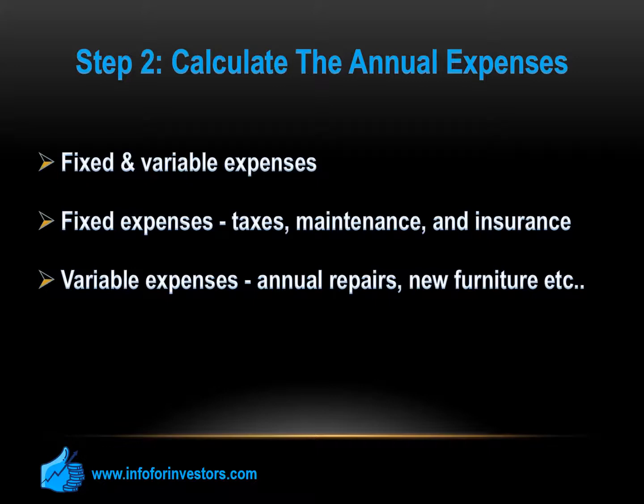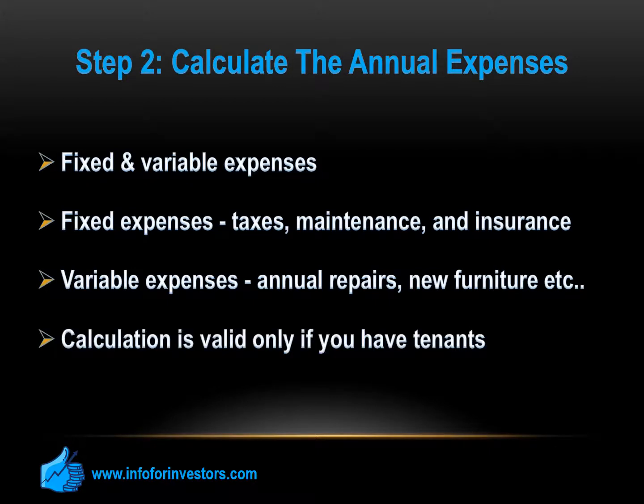Assuming the latter is $1,500, then set aside $1,500 for variable expenses. This makes $3,000. If the annual rent is $10,000, then you will make a $7,000 profit. Bear in mind that this calculation is valid only if you have tenants throughout the whole year. There's always the possibility of months when you won't collect rent.